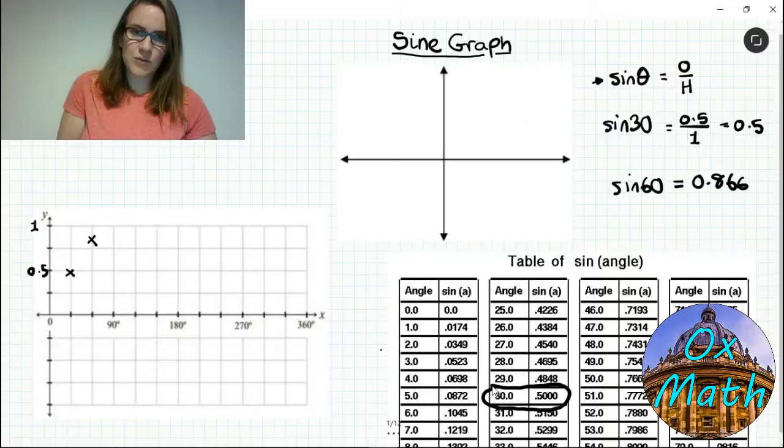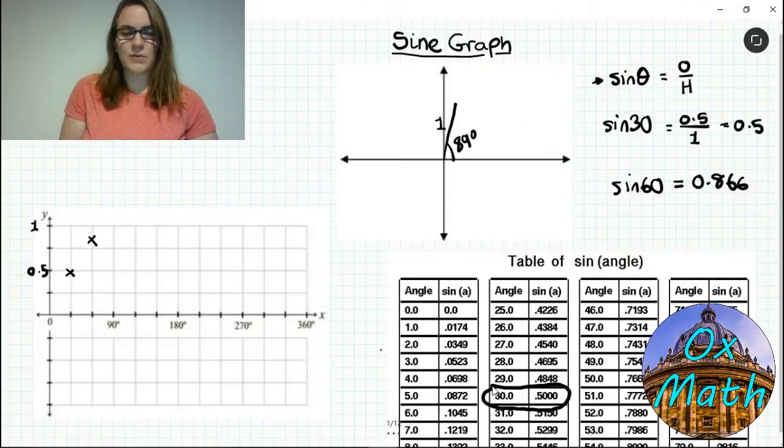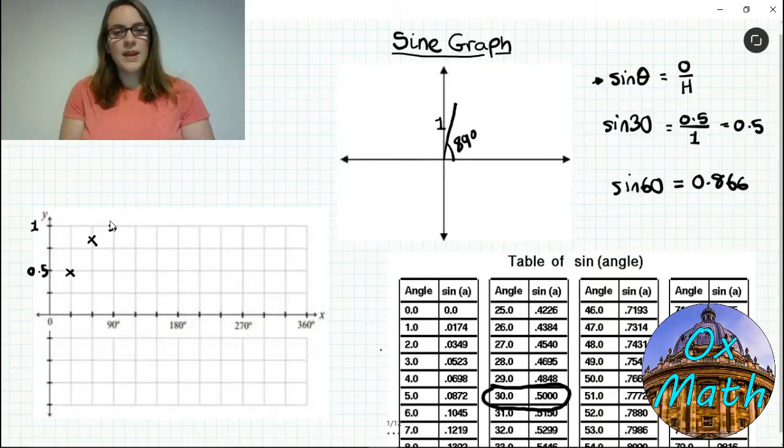If I now draw a line that is 1 long at approximately 89 degrees, again, we could draw a straight line down and make a right angle triangle, and we could measure our length, look it up in the table, or work it out using trigonometry, and that will actually be just a little bit shorter than 1. If we move the line round to 90 degrees, the opposite, although it's no longer a right angle triangle, is the same length as the hypotenuse, so it would be up to 1. So at 30 degrees, we're at 0.5. At 60 degrees, we're at 0.866, and at 90 degrees, we're at 1.